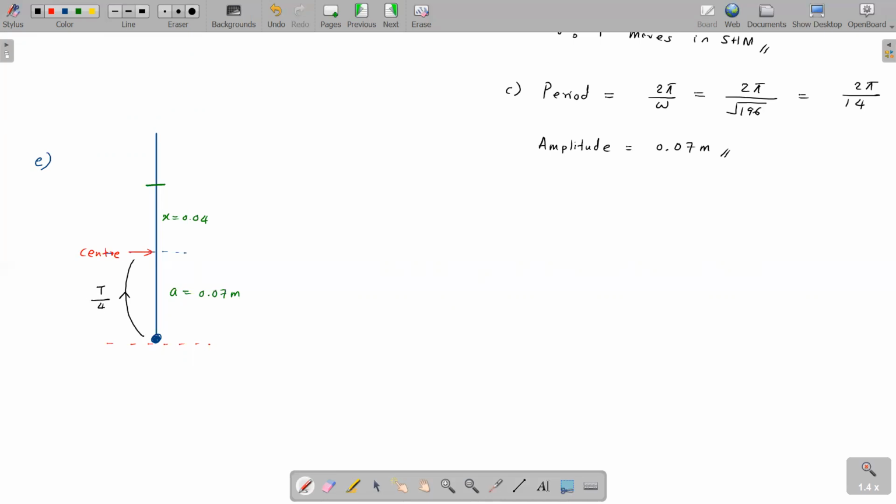Then from the center, to move 4 centimeters away from the center, what equation can we use? We can use x equals a sine omega t. This is the longer way. So x is 0.04, amplitude is 0.07, sine of omega t, where omega is 14, times t. So we get 0.04 over 0.07.